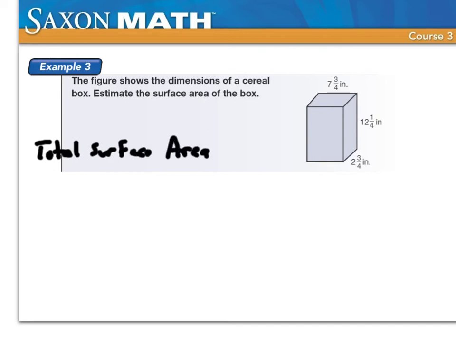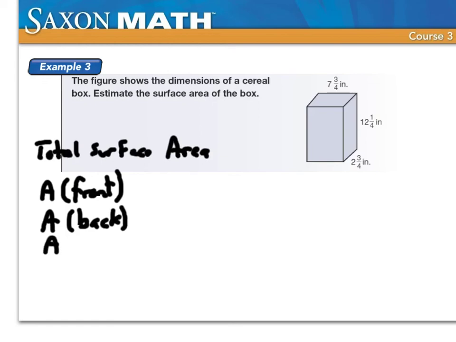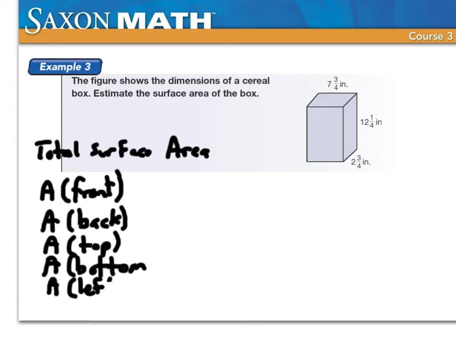Okay, so for the total surface area, we're going to have to find the area of all the faces and add them up. So we're going to have to find the area of the front, and we're going to have to find the area of the back, and the area of the top, and the area of the bottom, and the area of the left, and the area of the right. And we're going to have to add all those together.